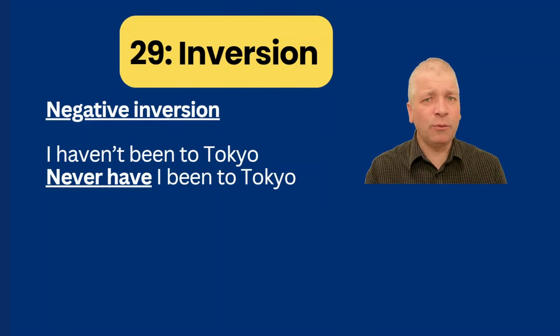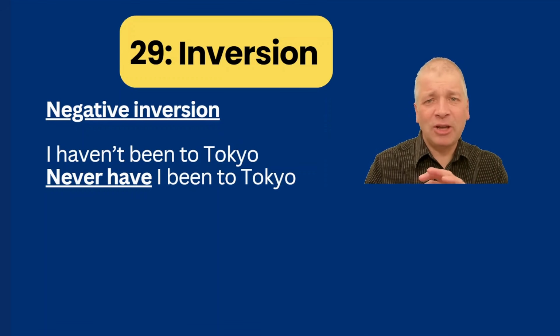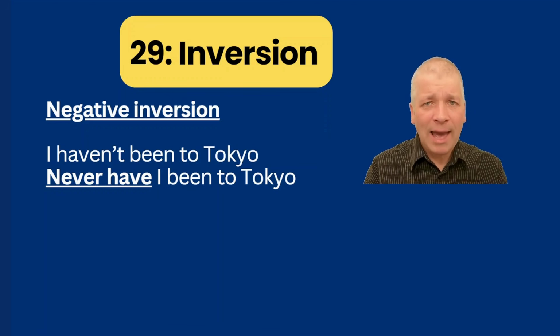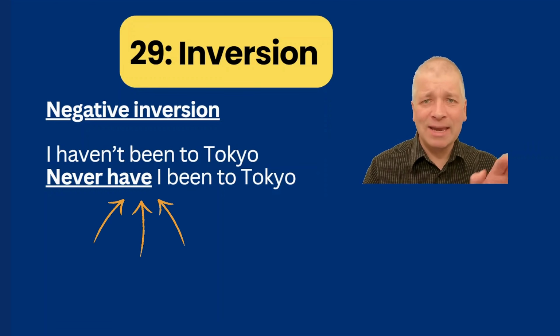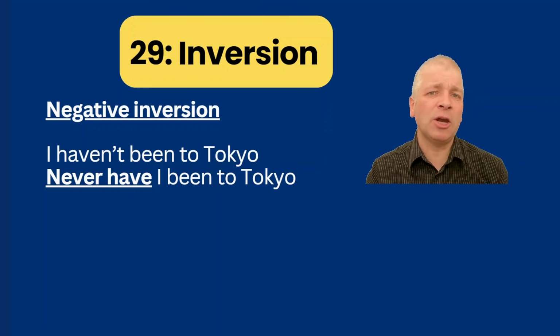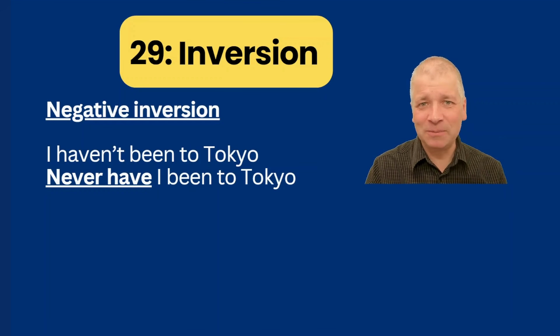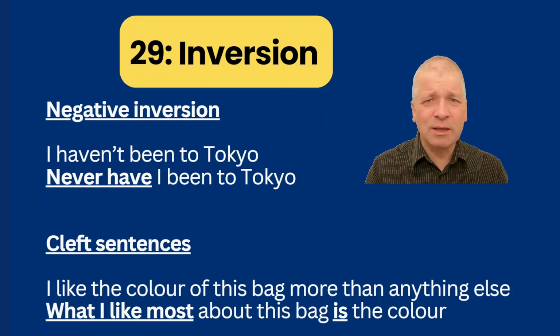We have the negative word never, and then the verb and subject switch order. I have becomes have I. Never have I been to Tokyo. There are a number of ways we can create negative inversion in English, and advanced English speakers need to know how to do it. Another way we do this is through cleft sentences.